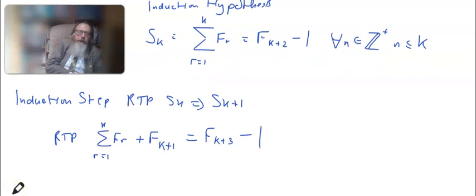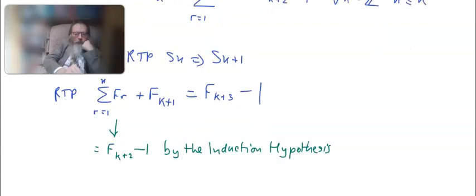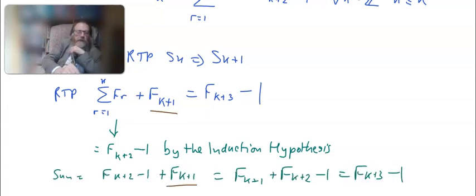And so we are required to prove that the sum of the first k Fibonacci numbers plus f_{k+1} is equal to f_{k+3} - 1, because f_{k+3} - 1 is the same as the formula f_{k+2} - 1, but with 1 added to the k. Now, the sum of the first k numbers is equal to f_{k+2} - 1 by the induction hypothesis. And so the total sum we've got here is f_{k+2} - 1 + f_{k+1}.